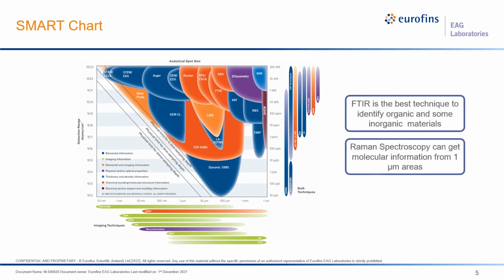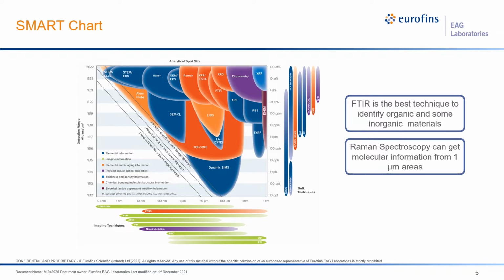So what is the SMART chart? SMART chart is our acronym for spectroscopy, microscopy, analytical resolution tool. And essentially, it is a way to compare the spot size with the detection limit. I wonder if you could see my laser pointer. Here we go. So the analytical spot size versus the detection limit.